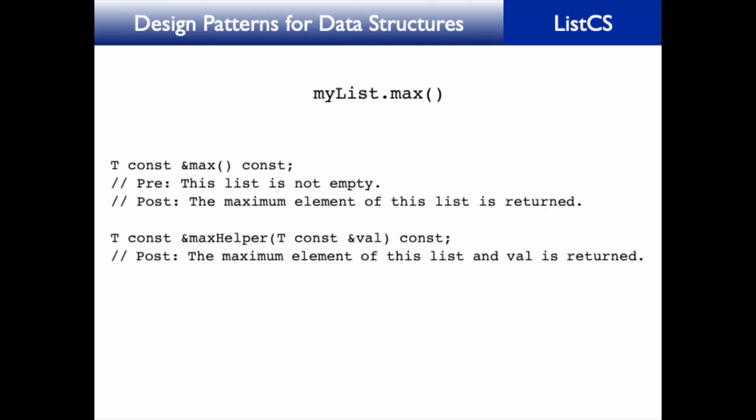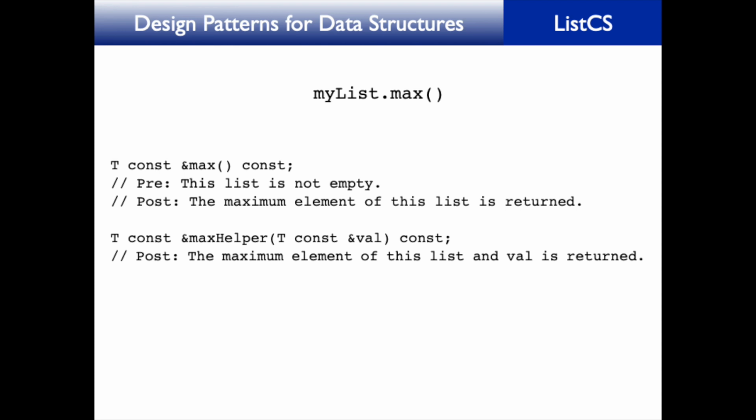And before we take a look at the max visitor, I think it might be helpful for us to quickly run through what the max visitor looks like in the list CS version. Okay, so on this slide, from the previous section of this chapter, we have a summary. You remember a summary of the max method, and you remember that max uses a helper.